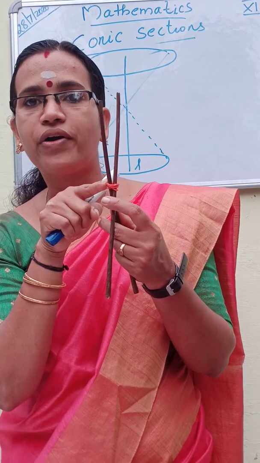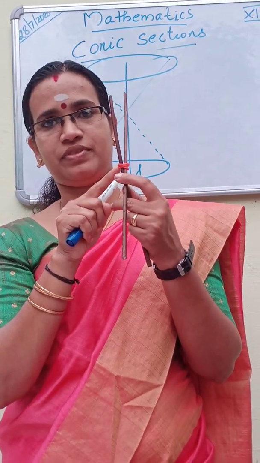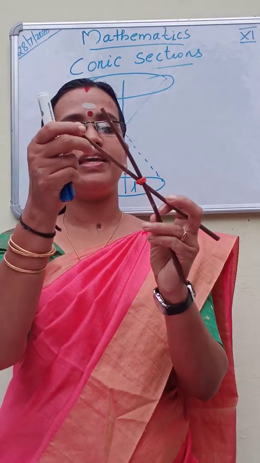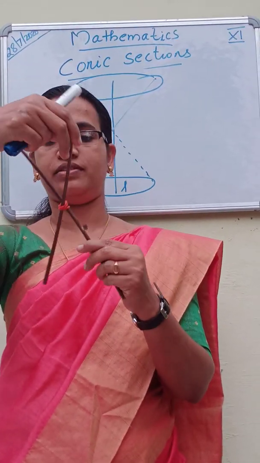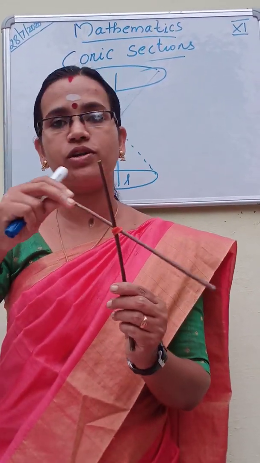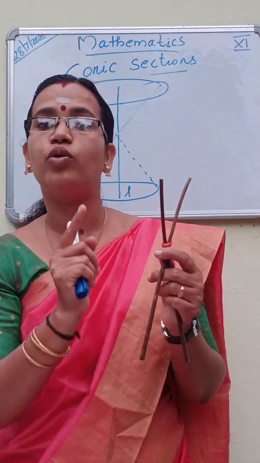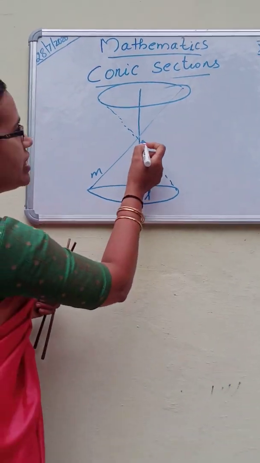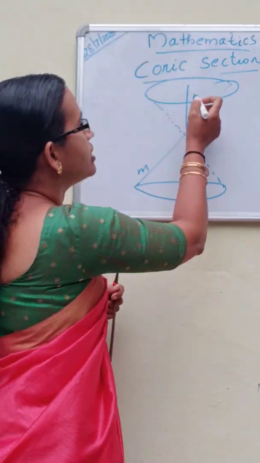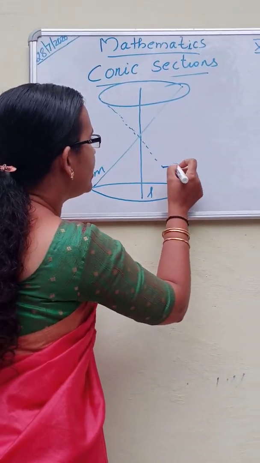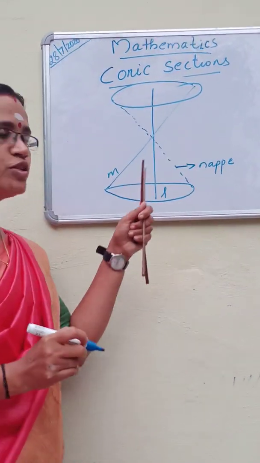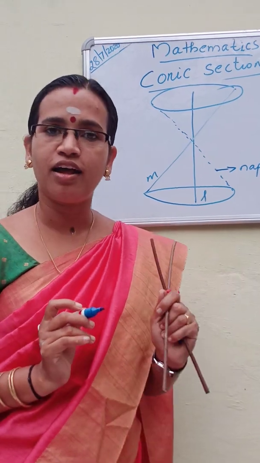This point is called the vertex. There are two cones formed, and each is called a nappe. A cone is formed here and also a cone is formed here. So these are called nappes. Two nappes are formed.